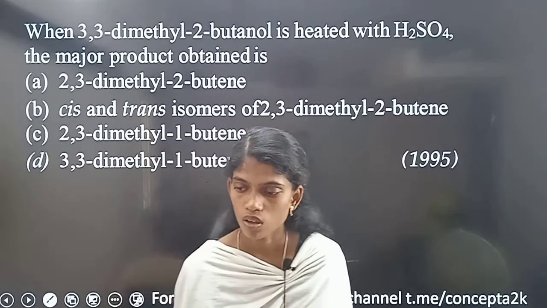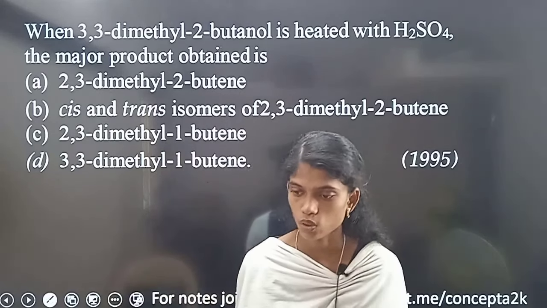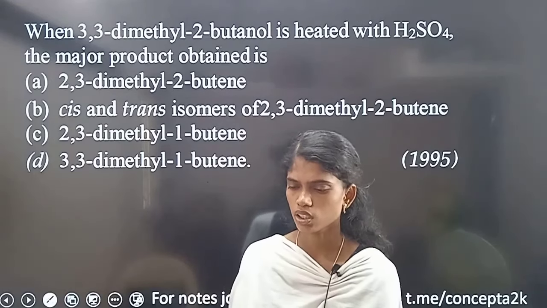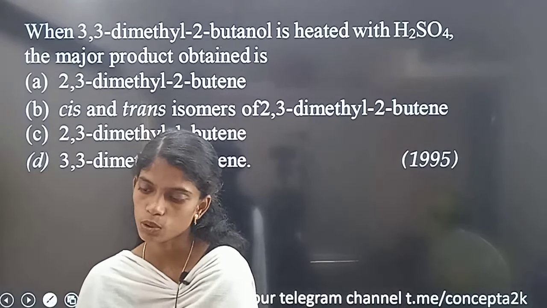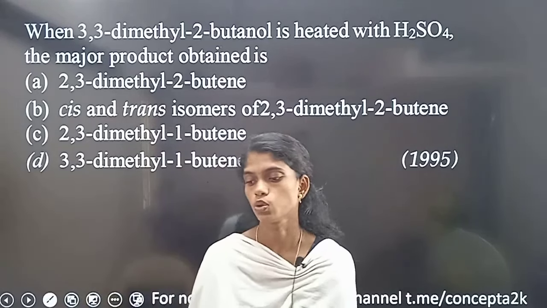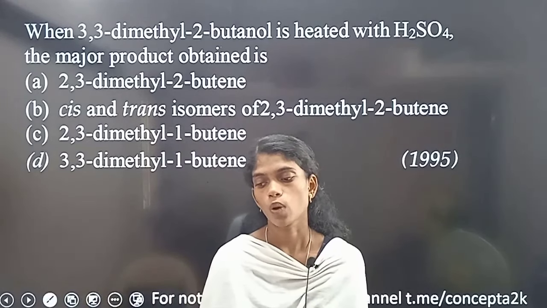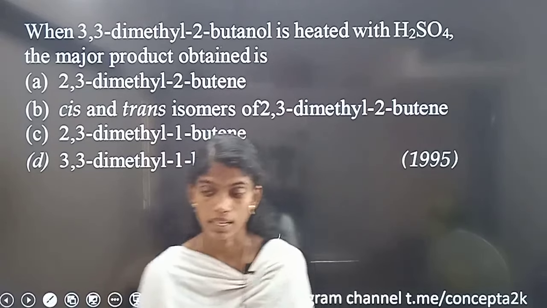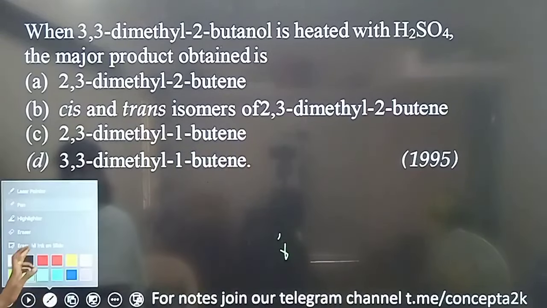3,3-dimethyl butanol is heated with H2SO4, the major product obtained is: option A, 2,3-dimethyl butene, cis and trans isomers of 2,3-dimethyl-2-butene, or 2,3-dimethyl-1-butene. So let's see the answer.